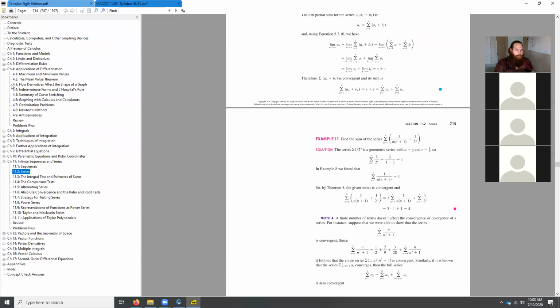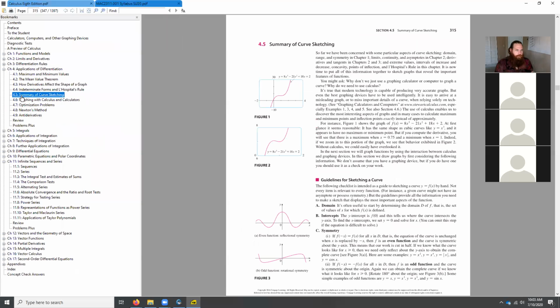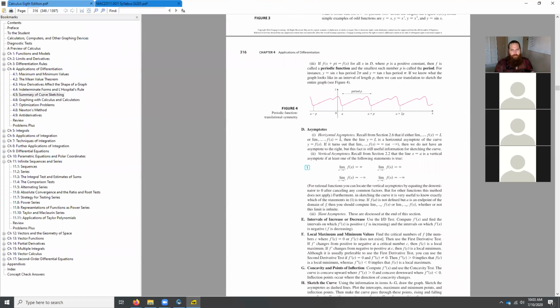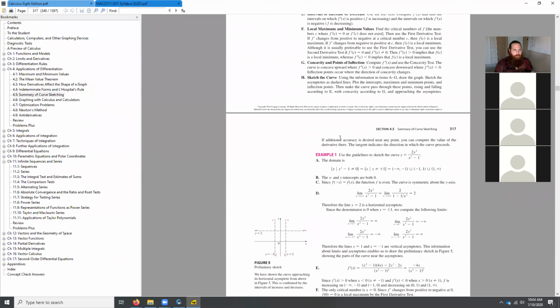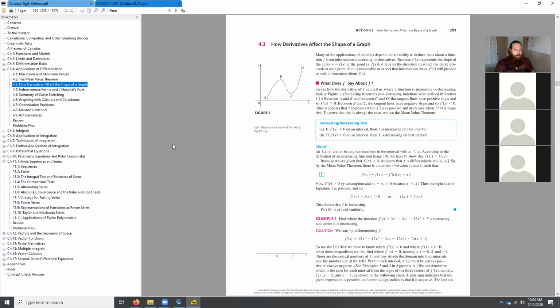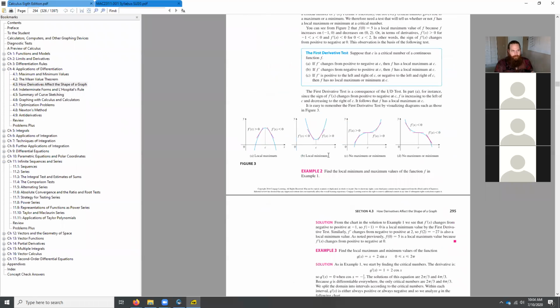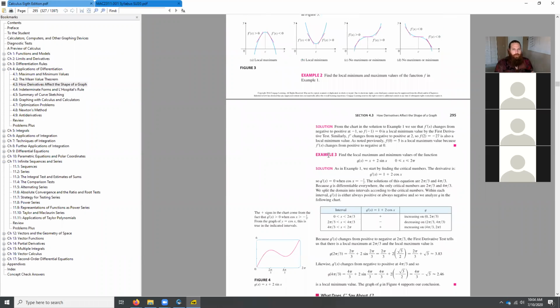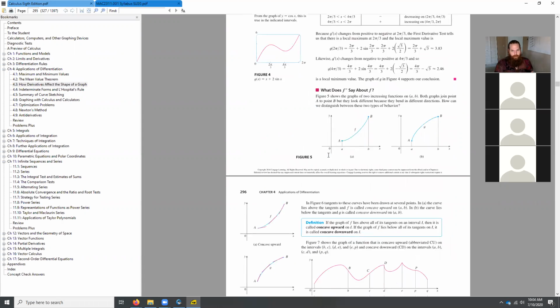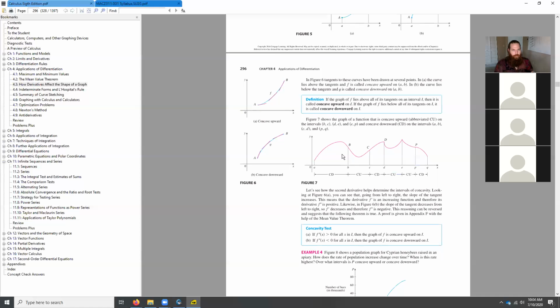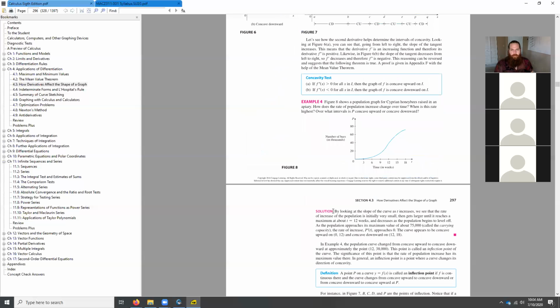So we're kind of jumping around a little bit. Summary of curve sketching, 4.5. This will be it. Derivative affect the shape of the graph. Oh no, 4.3. Yeah, this is it. Okay, yep. So we're going to talk a little bit about 4.3 right now. We're going to do kind of an intro to 4.3, and then we'll do a little intro to 4.2, and that will be our wrap up here.